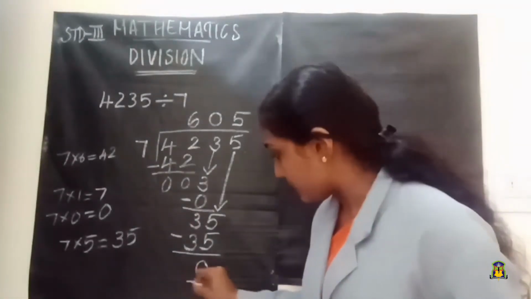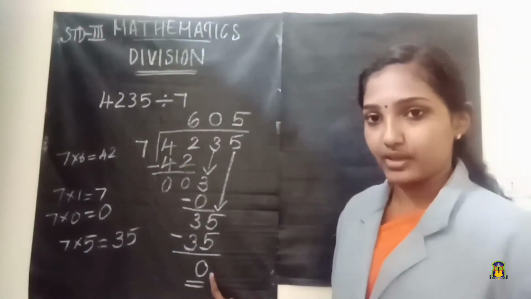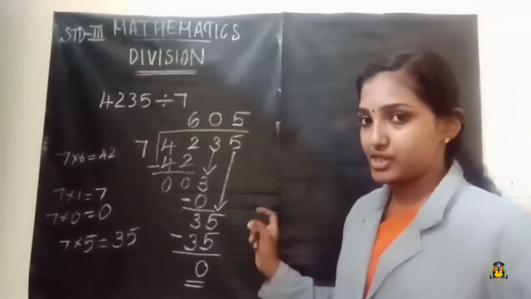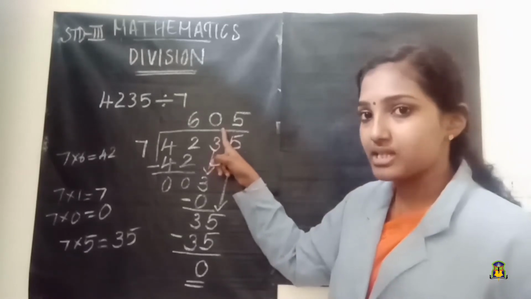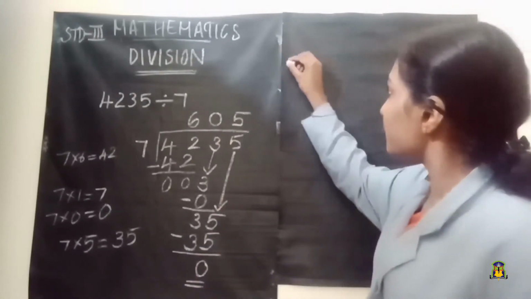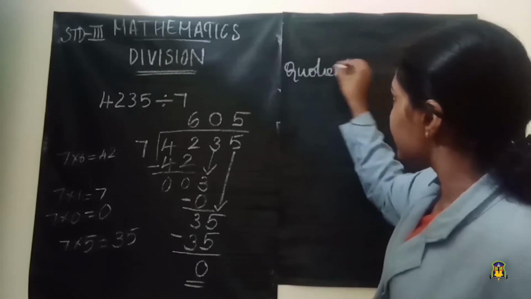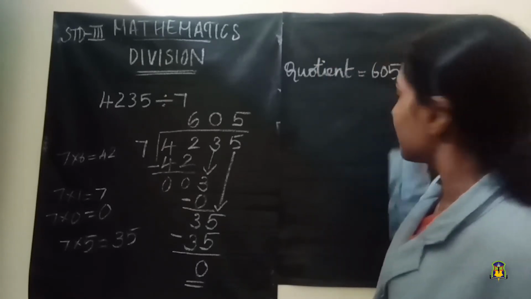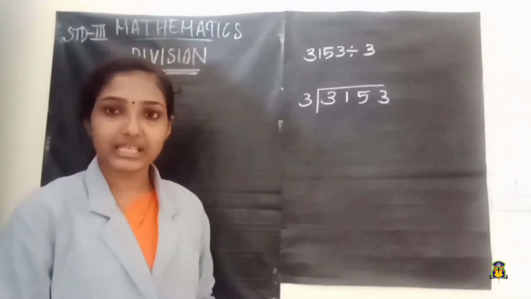So we got 0 here and there is no other digit to bring down. So we can stop our division and here we got the quotient. What is our quotient here? It is 605. The quotient is equal to 605. Moving to our next question.